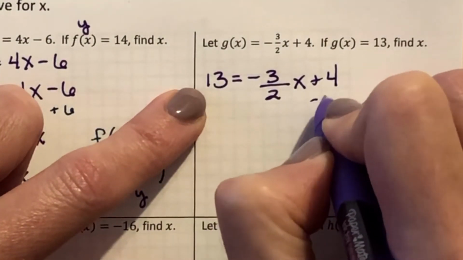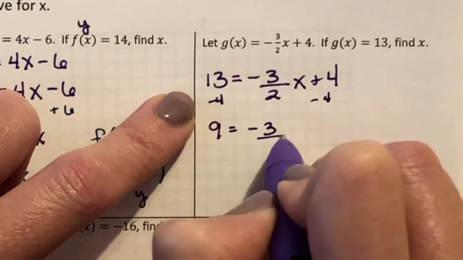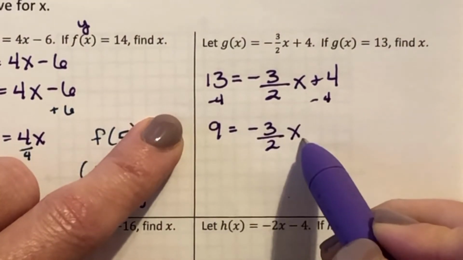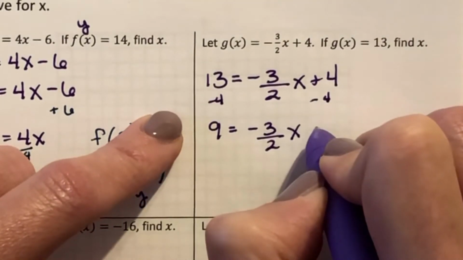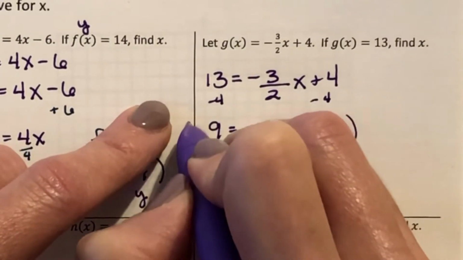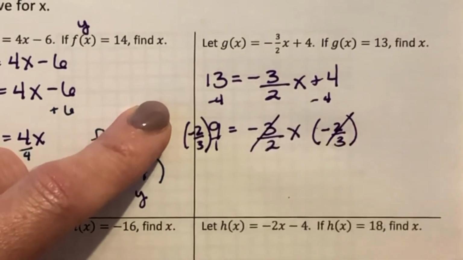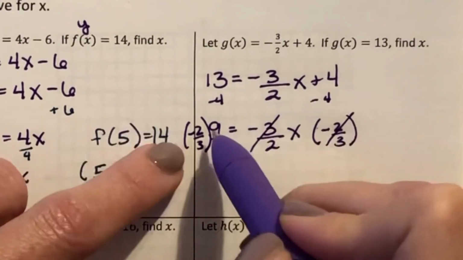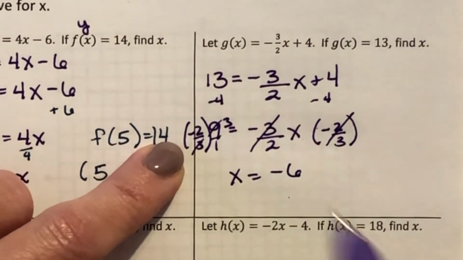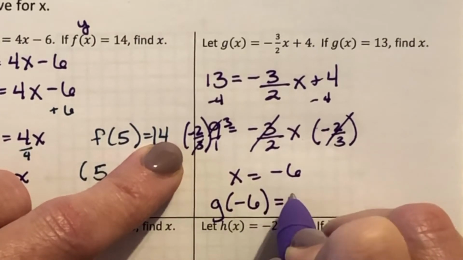I'm going to subtract 4. I get 9 equals negative 3/2 x. I want to divide by a negative 3/2, so I have x by itself. And dividing by a negative 3/2 is the same thing as multiplying by a negative 2/3. So I'm going to multiply both sides by a negative 2/3. Now I get x equals negative 6. So g of negative 6 is going to be 13.